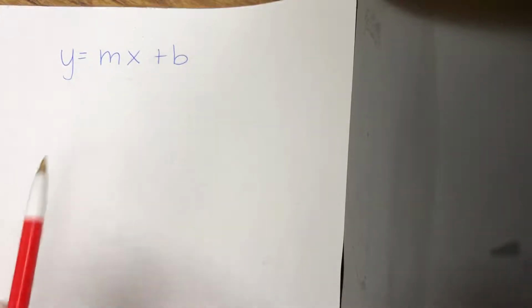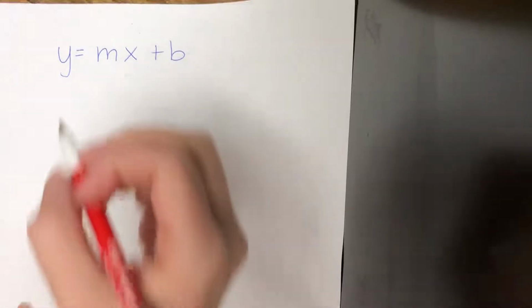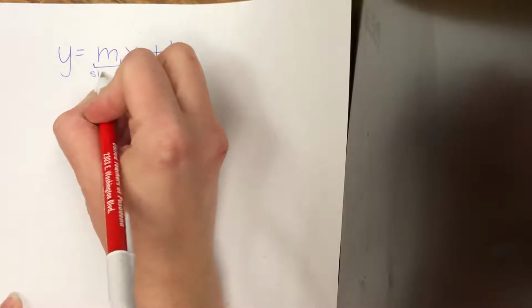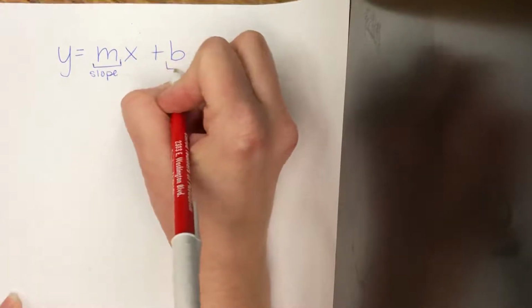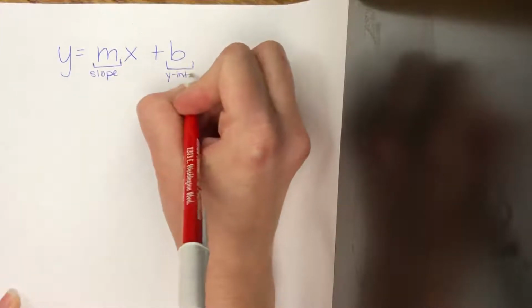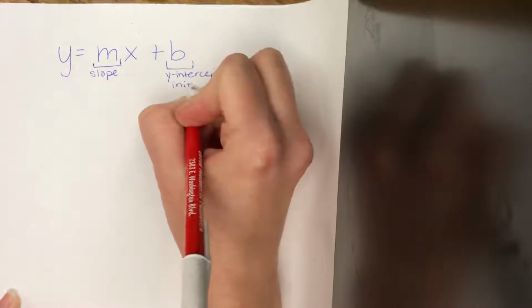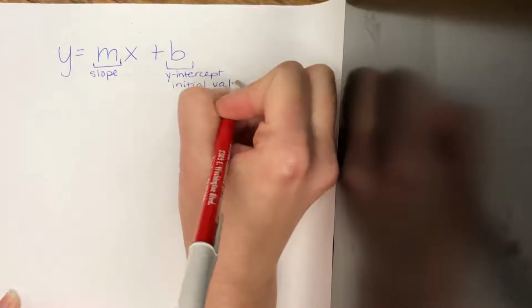If you see an equation in this form right here, it is called slope-intercept form. And what it is, the m, whatever number is sitting where that m is the slope. And whatever number is sitting where the b is the y-intercept, which is also the initial value.